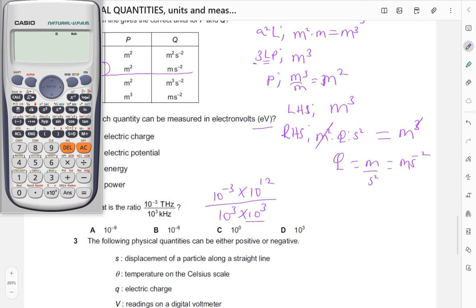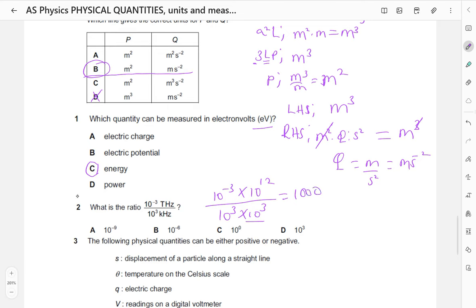Okay, so we can check this using the calculator. So we have one exponent negative 3, that is 10 power negative 3, times one exponent 12, that is 10 power 12, divided by, of course, 10 power 3 times 10 power 3, that is 10 power 6. So which gives us 1,000. So this is equal to 1,000. And 1,000 is the same as 10 power 3. So the answer is going to be D.